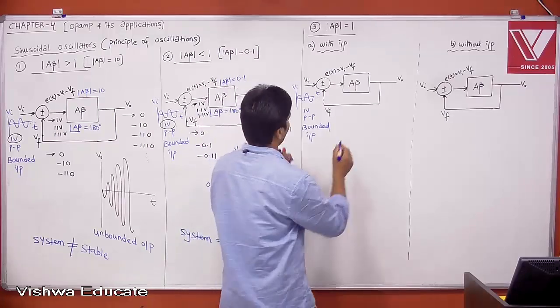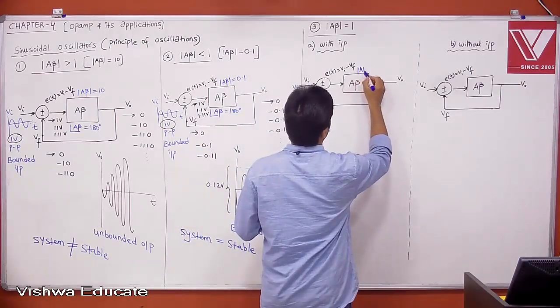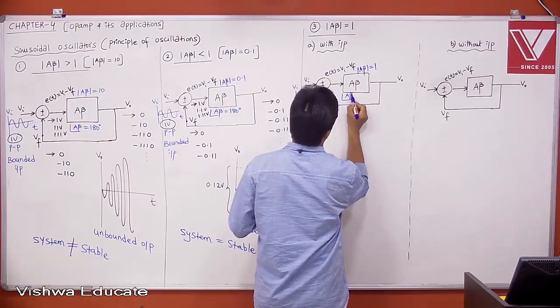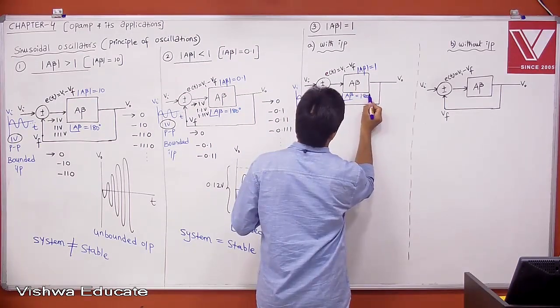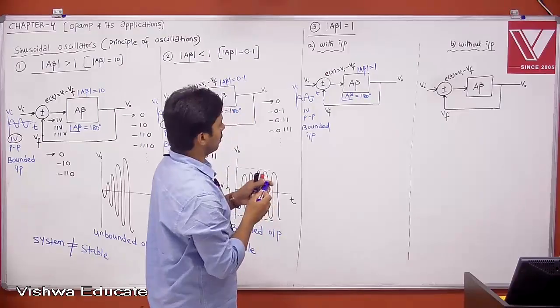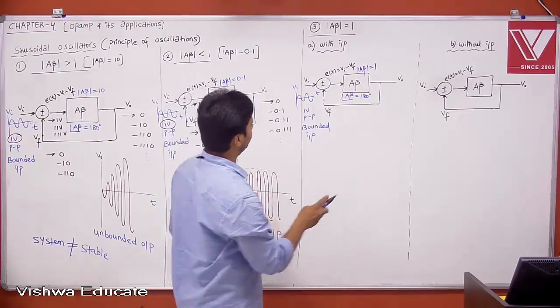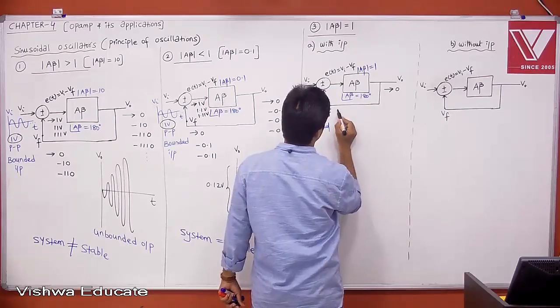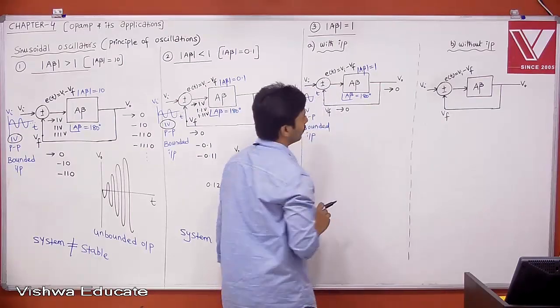Now let's see what is mod A beta. Mod A beta is equal to 1. And what is the phase shift? Angle of A beta is equal to 180 degrees phase shift. Now initially let's start with 0. Therefore the initial output voltage is 0. Then what is our feedback quantity? That is also 0.